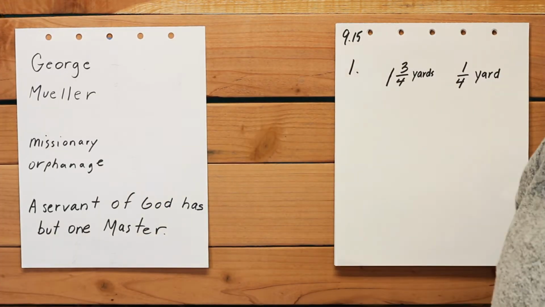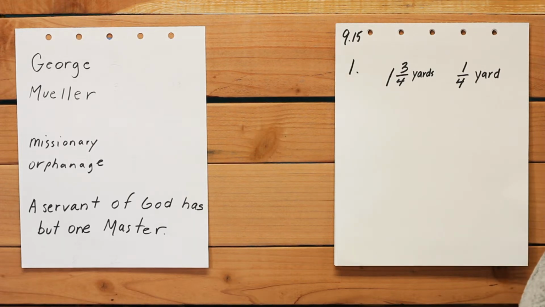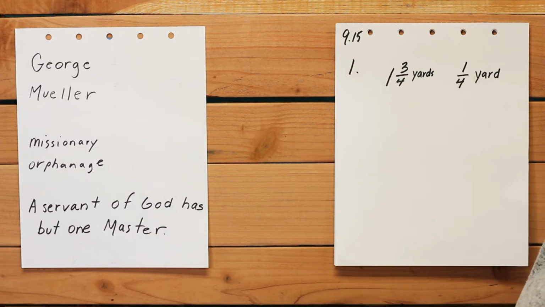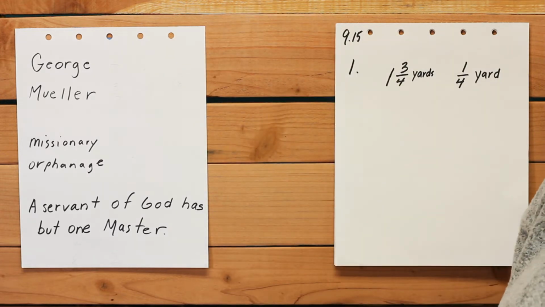I want to talk to you today about a man named George Mueller. He was a missionary from Germany in the 1800s. One of his main accomplishments was his orphan ministry in England. Throughout his life, he built large orphan houses and took care of over 10,000 orphans. Today we're going to look at his name and make fractions from the letters in his name.